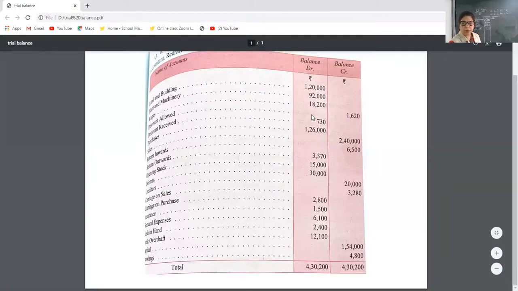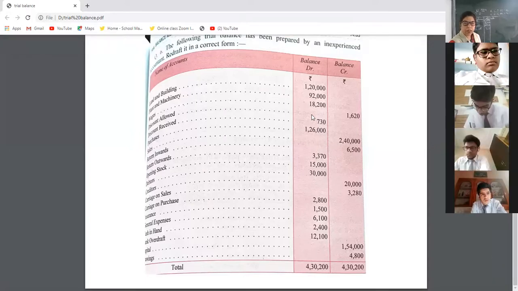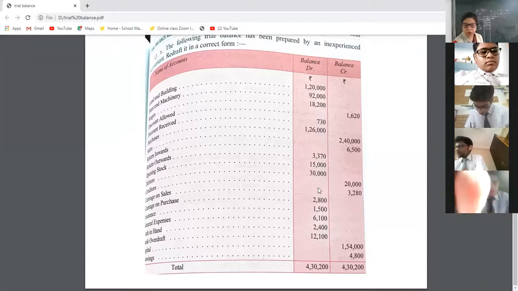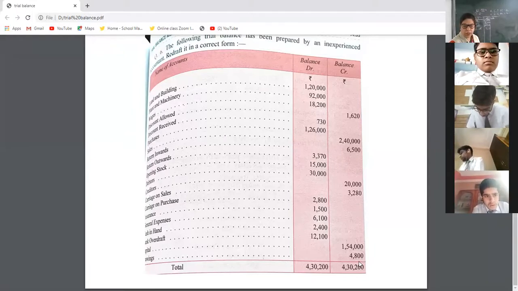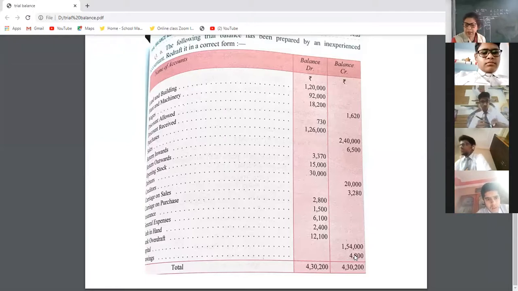This is the table, my dear. Look again. See this trial balance. Noel John, now please note down and make it. The drawings given wrong. Tanishq Malik. Drawings given wrong. In credit side, it must be in debit side.